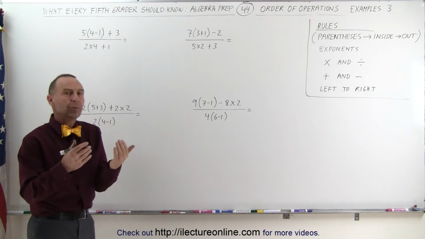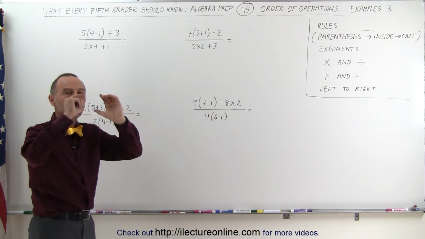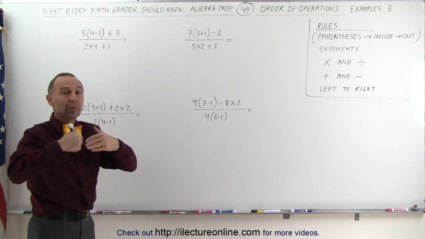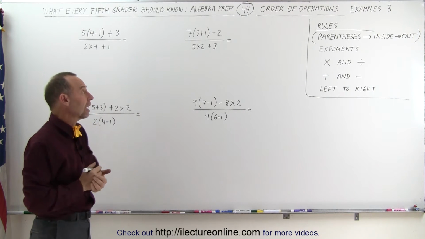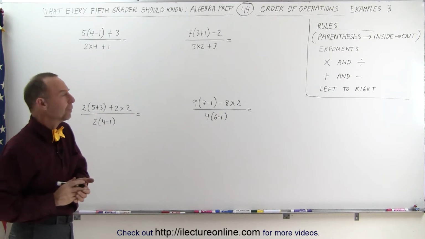A rational expression is where we have fractions, a numerator and a denominator, and we need to simplify that using the rules of operations. When we have a numerator and a denominator, we want to work out the numerator separate from the denominator before we finally divide the numerator by the denominator. Let me show you what I mean with that.